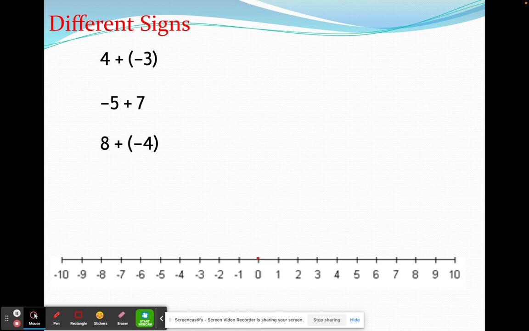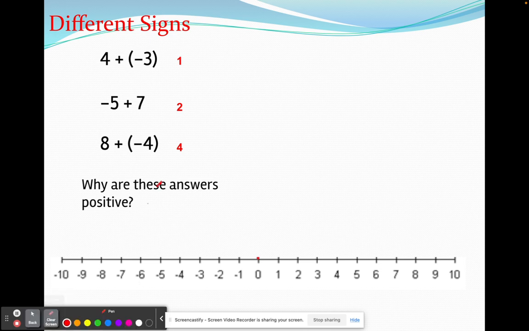Now let's talk about different signs. I have 4 and negative 3, and that gives me a positive 1. Negative 5 and 7, positive 2. 8 and negative 4 gives me positive 4. But why are these answers positive? Let's look at them a little bit further.